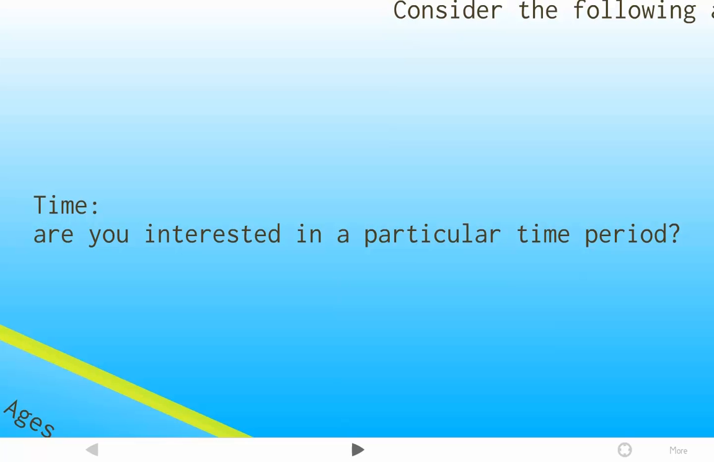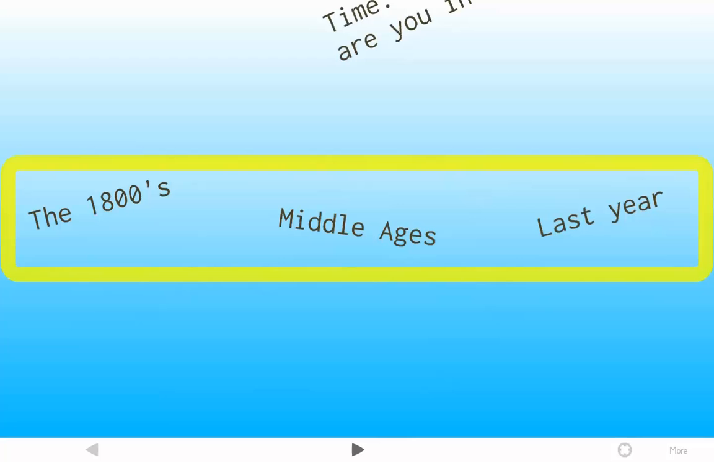Or are you looking at the 1800s? Is your topic applicable to then? I want to look at what happened in the Middle Ages. It was the 90s. The 80s, when the AIDS epidemic first started. Whatever you're looking for, whatever time period. Is there a particular time period that you need to think about? The 1800s, the Middle Ages, last year.